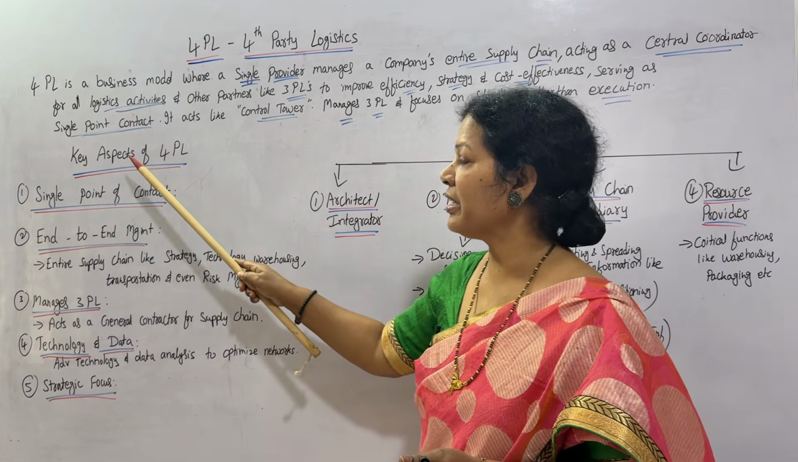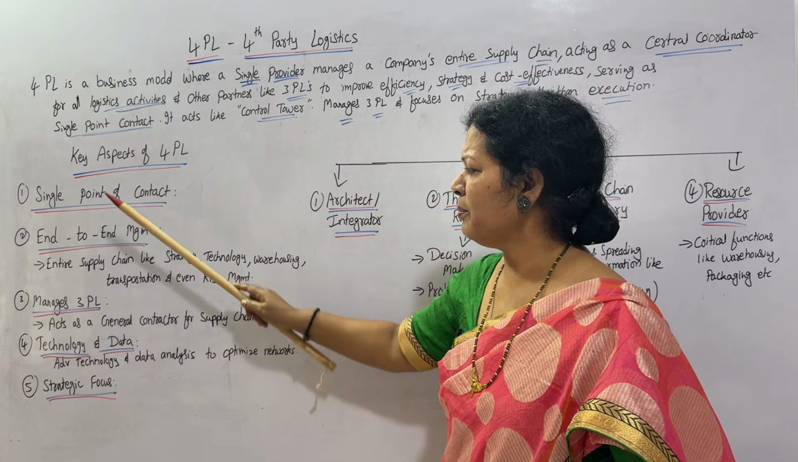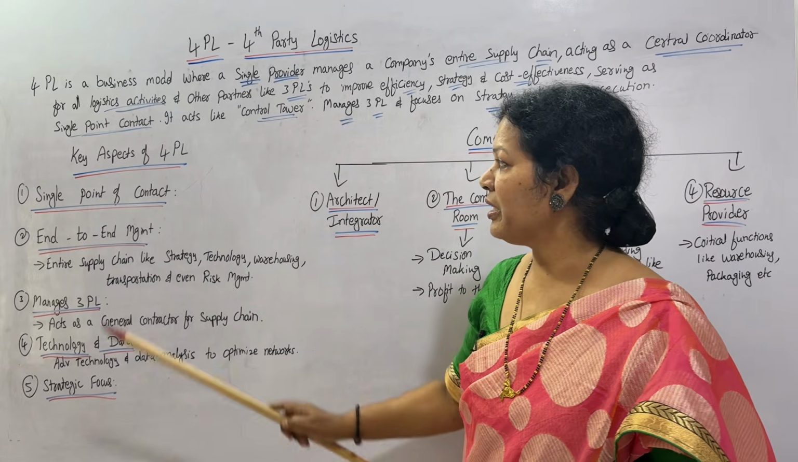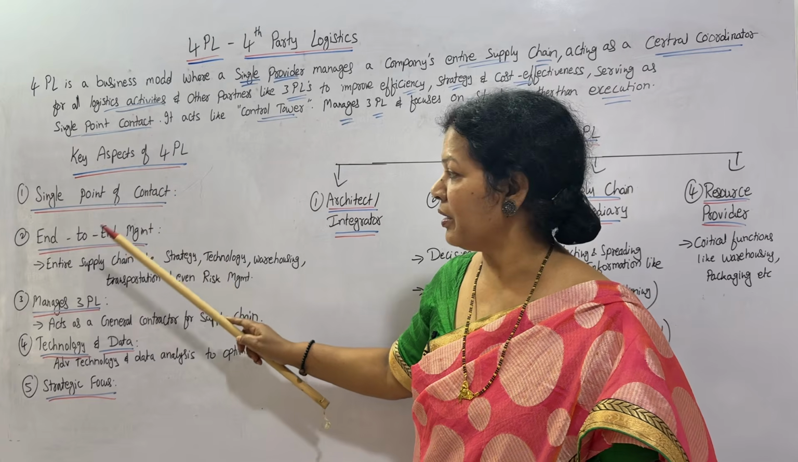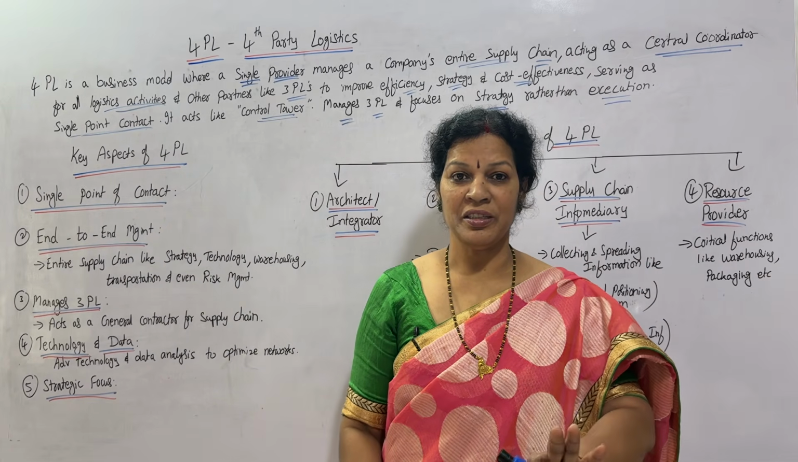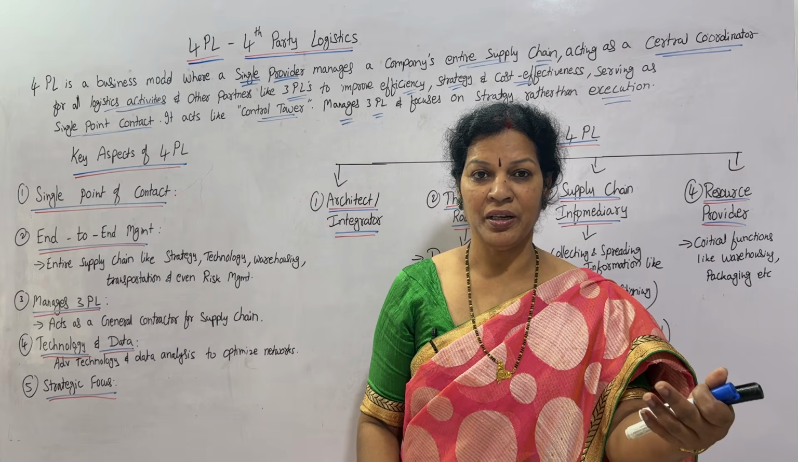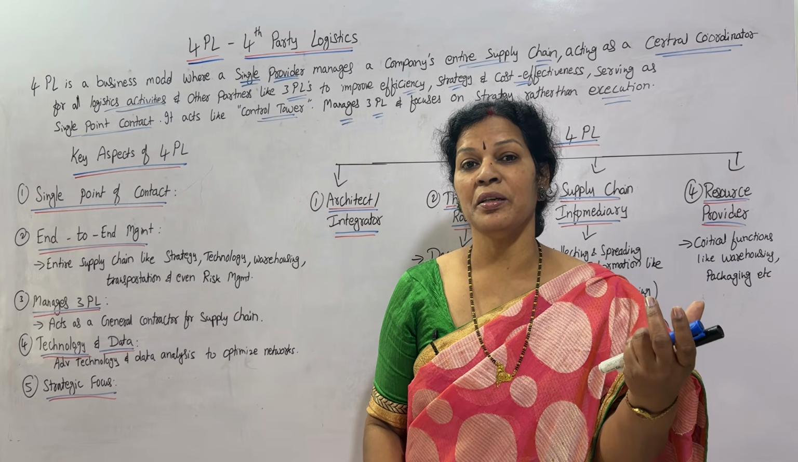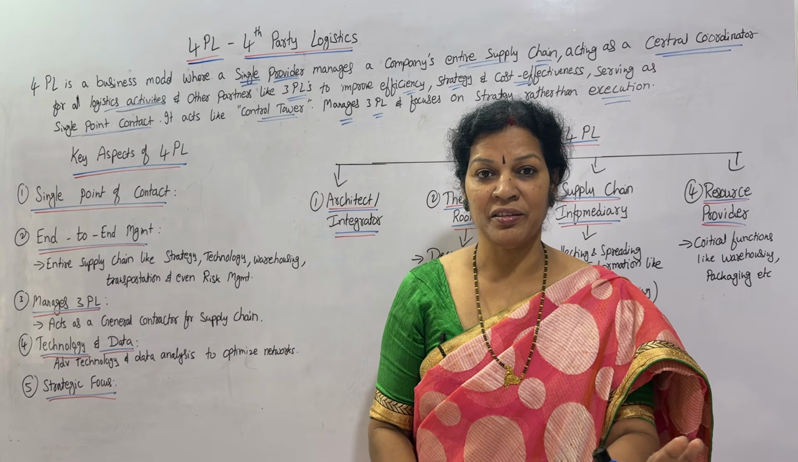Now let's understand key aspects of 4PL. Simple 5 points you have to understand to know about the key aspects of 4PL. First thing is a single point contact. 4PL means it is single point contact. Once we are giving an assignment, or once we are getting into contact with this 4PL, they are the single contact.